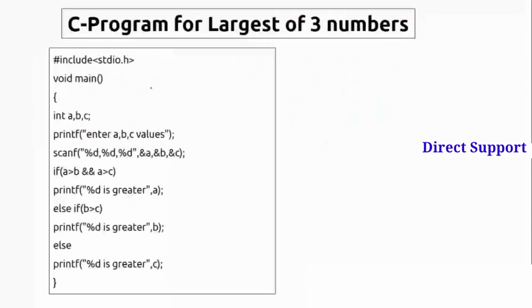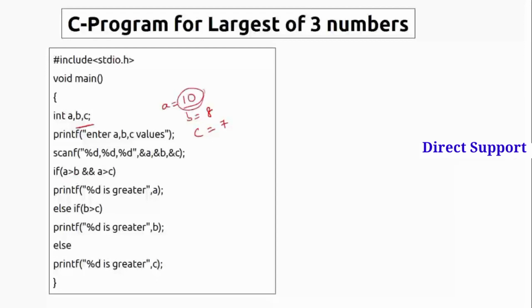I have taken a simple program which finds the largest of 3 numbers. I have given 3 numbers. Of course, assume that the three numbers are different, with no common value among them. I'll take A equals 10, B equals 8, C equals 7. If I give like this, I think we know that 10 is the largest one.